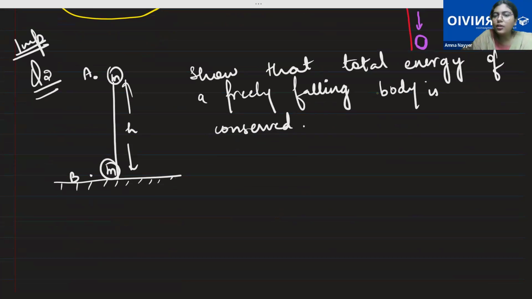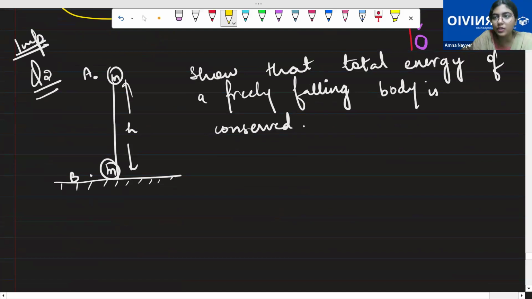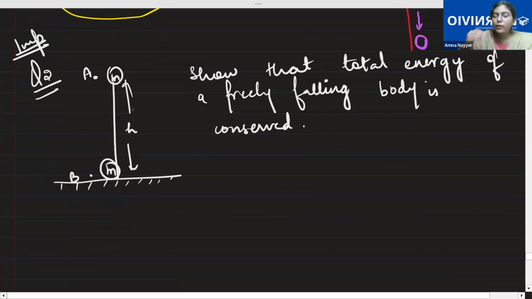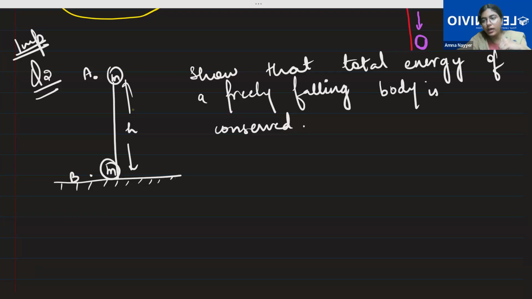So see, this says: show that the total energy of a freely falling body is conserved, which I was discussing with you. Here we are going to choose two points, the initial point and the final point, and we'll see whether the energies are the same or not. If it is the same, it means it is conserved. If it is different, it means some of it has been dissipated in another form.